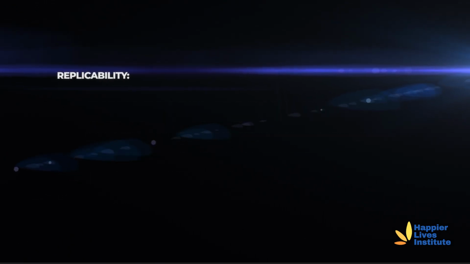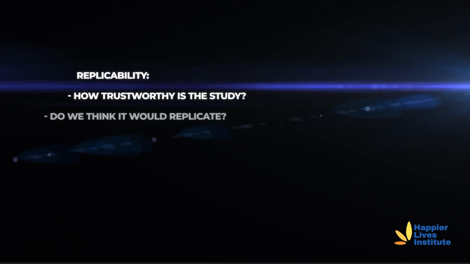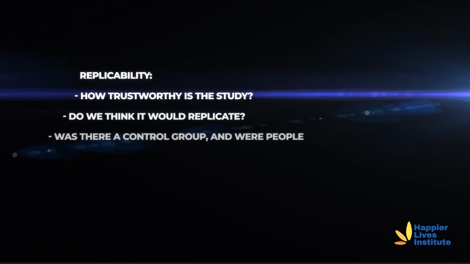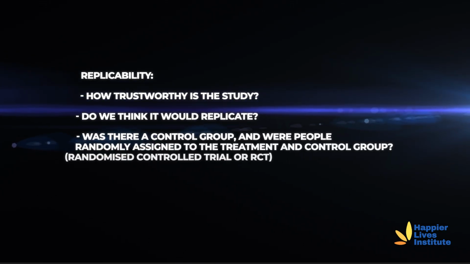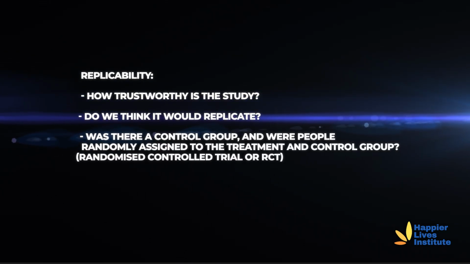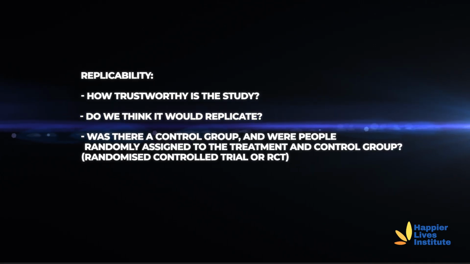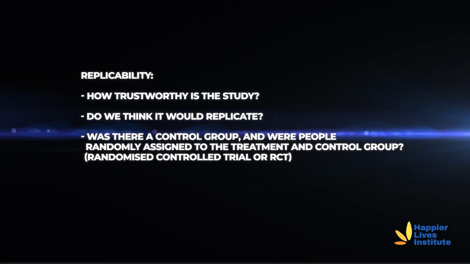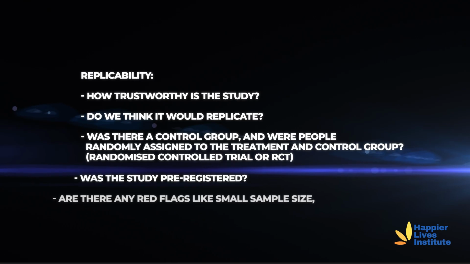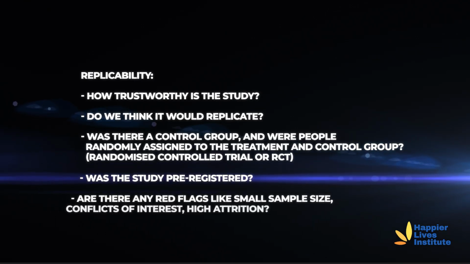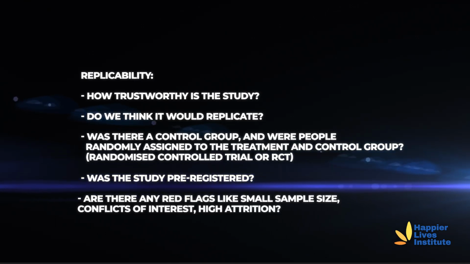The other is replicability. How trustworthy is the study? Do we expect that, if it happened again, it would replicate? Was there a control group, and were people randomly assigned into the treatment and control group? This kind of study is called a randomized controlled trial, or RCT, and it's considered the gold standard of evidence, or one of the gold standards of evidence. You might ask if the study was pre-registered. This can reduce bias from changing things after the fact. And are there any red flags like small sample size, conflicts of interest, or high attrition?